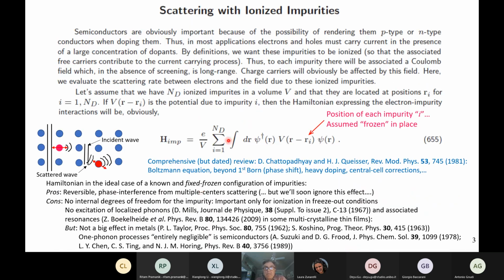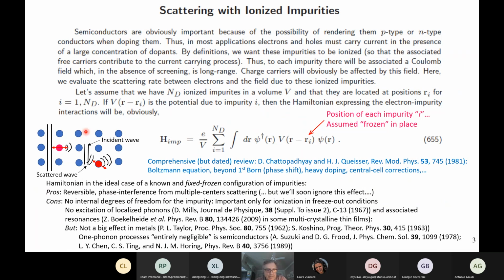Okay, so let's start with impurity scattering. I just added a few minutes ago a reference to an old paper, which, however, I think is very nice. It's kind of dated, some 40 years old now, by Chattopadhyay and Hans Weisser, that discusses the many issues that we have to deal with when dealing with electron scattering with mainly dopants, and that's what I mean by ionized impurities. So the problem is quite complicated.